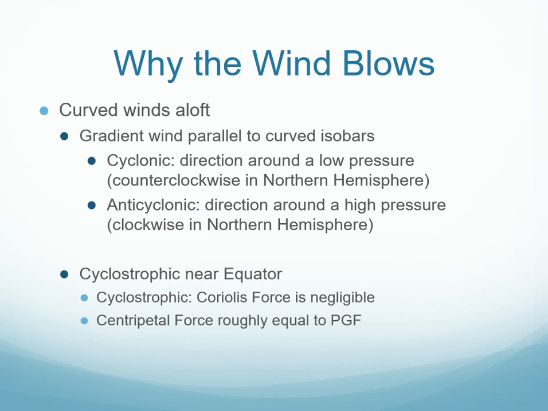Now, recall that the Coriolis force is weakest, and you could even say non-existent, near the equator. So what will happen here, the Coriolis force is zero. If not, it's practically zero. So the pressure gradient force wins there, and the winds will follow the pressure gradient force. Therefore, your centripetal force in this case would be roughly equal to your pressure gradient force.